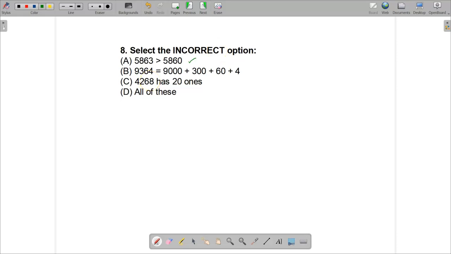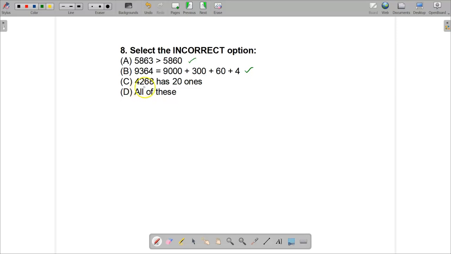So which one is wrong, they are asking. 9364. Whether the expansion is correct or not? At 1000's position it is 9, so 9000. At 100's position it is 3, so it is 300. At 10's position it is 6, so it is 60. At 1's position it is 4. So this one is also correct.